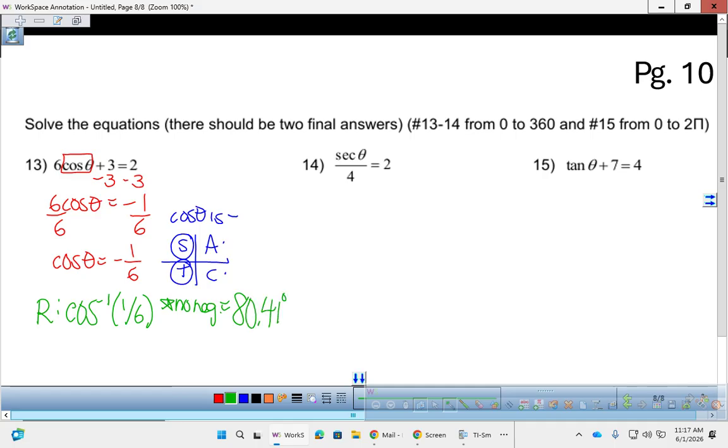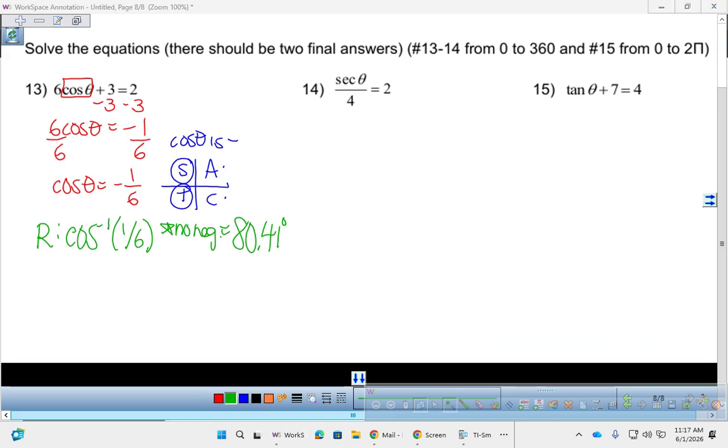Now this is where our approach differs. Some of you will draw two triangles, one in quadrant 2, one in quadrant 3. Some of you will just go directly to the rules. It is totally a personal preference. Okay, so I'm going to draw a quadrant 2 and a quadrant 3 triangle. You don't have to do this part, all right?